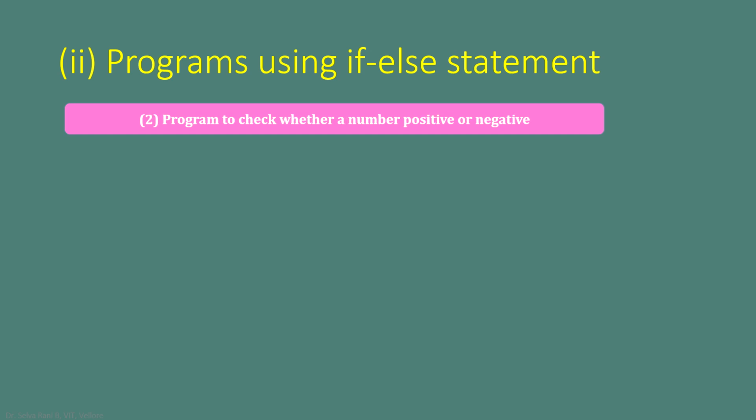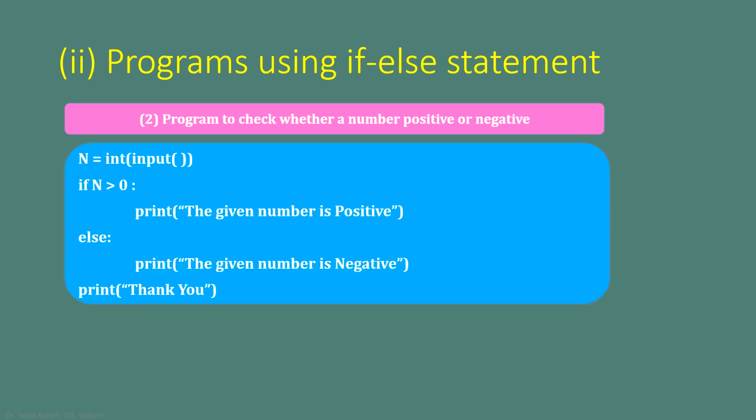The next example, a program to check whether the number is positive or negative. To check this, we have to read the number, and let us assume that it is stored in the variable n. And how do we check whether the number is positive or negative? Let's check if n is greater than 0. That's the condition that may yield a value of either true or false. If the condition is true, the given number is positive is the message that will be displayed on the screen. If the condition is false, the given number is negative is the message that will be displayed. In both cases, we will get the thank you message on the screen.